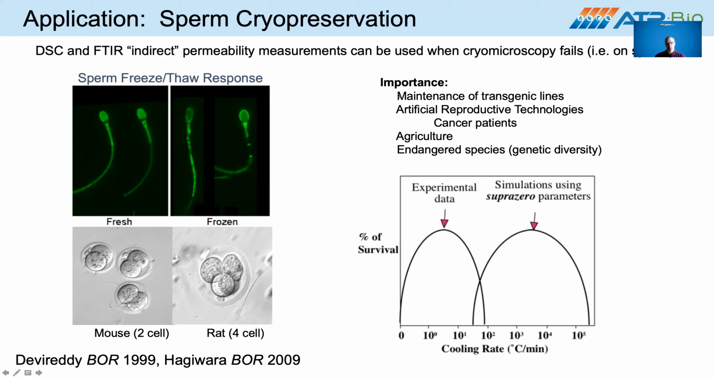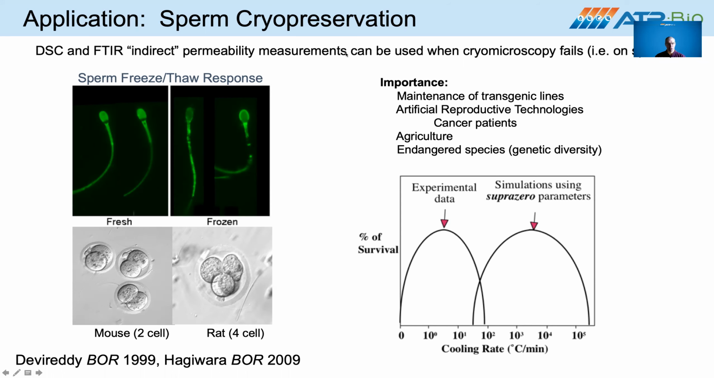And the reason why that was important is that a lot of the other people were making measurements with Coulter counters and things up in the 20-degree range rather than in the presence of ice. And you're off by several orders of magnitude in terms of your prediction of what the permeability should be. So Wim and others, Ram Devareddy at LSU, have been using these types of measurements to actually do a better job predicting where the optimal rate should be for sperm versus the superzero simulation.